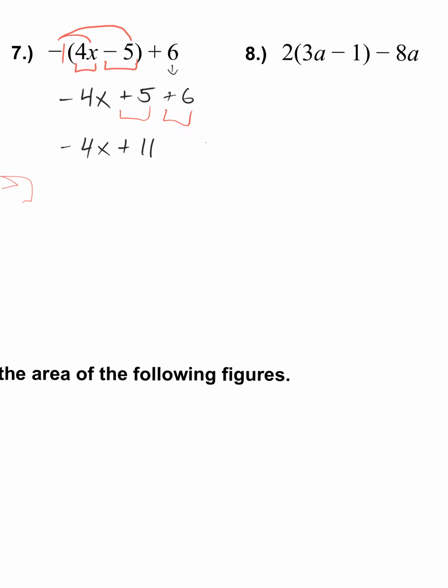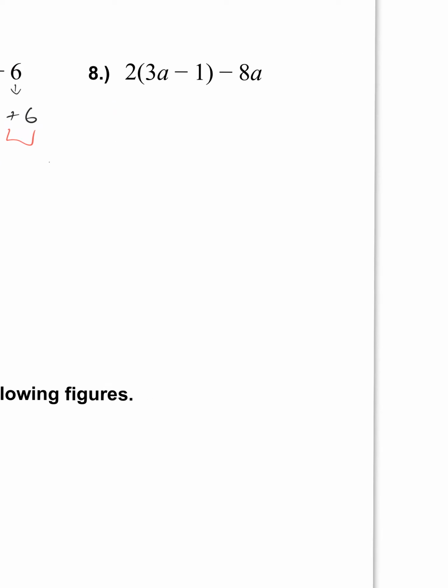Similar process on number 8. Let's start with our distributive property. We're going to multiply 2 times 3a. So 2 times 3a is 6a. And then we're going to multiply 2 times negative 1. 2 times negative 1 is negative 2. So this is becoming a minus 2. And then we can bring our last term down here, negative 8a or minus 8a.